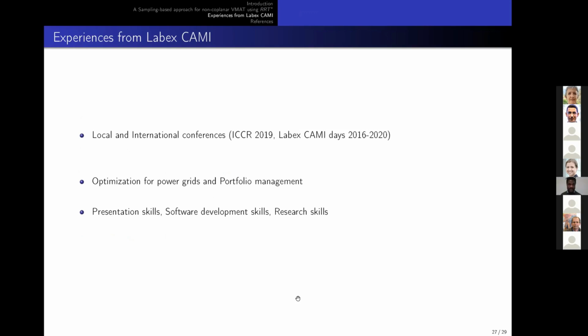So some of my experiences from LabEx CAMI that are very important for me was the ability to participate in local and international conferences. For example, I was able to participate in ICCR in Canada in 2019, and also the ability to meet every year in the LabEx CAMI days is also very important because, first of all, it helps me as a PhD student to know what everyone is doing and have another perspective with respect to my work. It's a very important way to see what every other person is doing. It also helped me in my professional career.